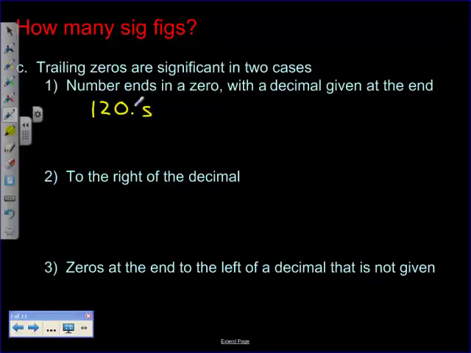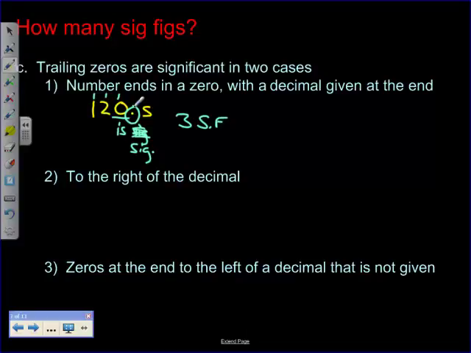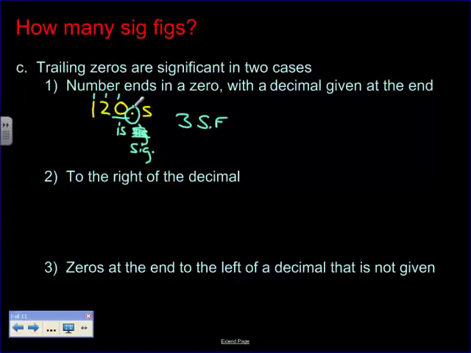Okay, so rule number 1: if a number ends in a 0 and there's a decimal given, then it's significant. So if you look at this 120, the decimal was already written there, not assumed. It's already given. That means that that 0 is significant. That 0 is there for precision. That tells me that my measurement is precise to the ones place, not just the tens place. So that means we got 3 SigFigs in this particular case. That one's a little hard to find, but if the decimal is specifically given at the end of the number, it's there for a reason.